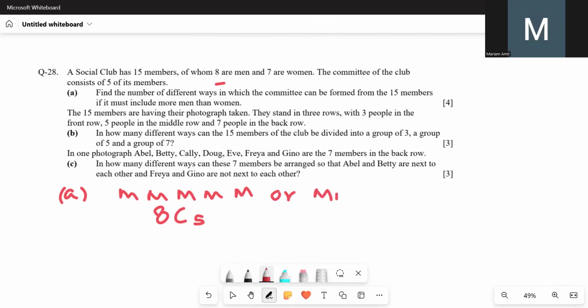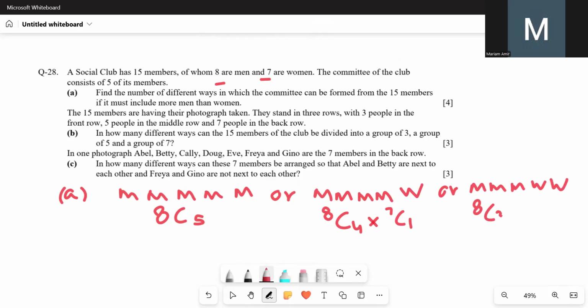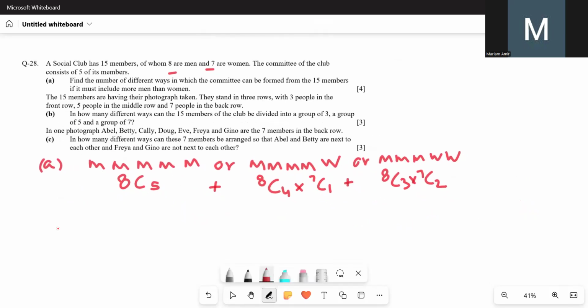Or we could have 4 men and a single woman. So that would be 8C4 times, we have 7 women out of which 1 is chosen. So 8C4 into 7C1. Or we could have 3 men and 2 women. So 8C3 into 7C2. Now add all of these together and you will get 1722, which is the answer for part A.